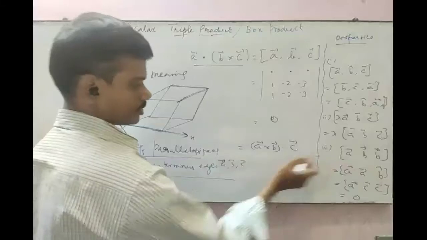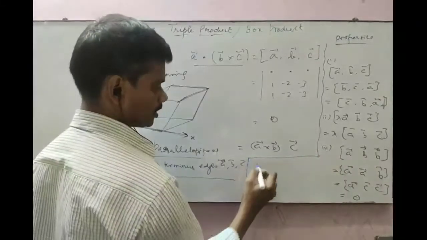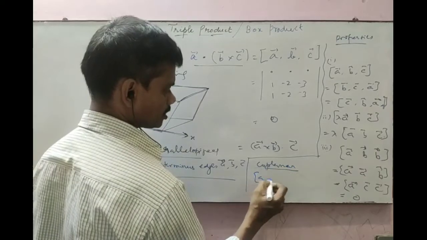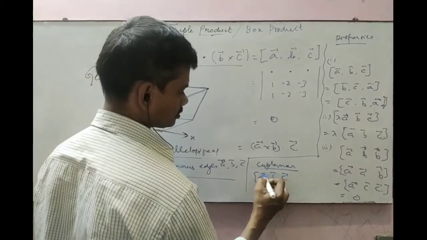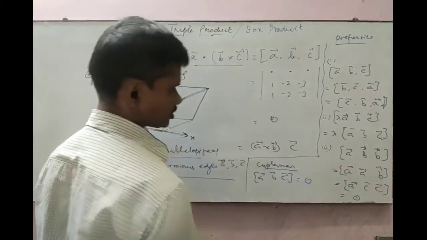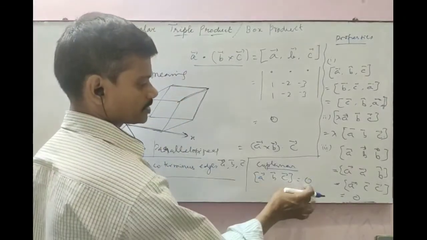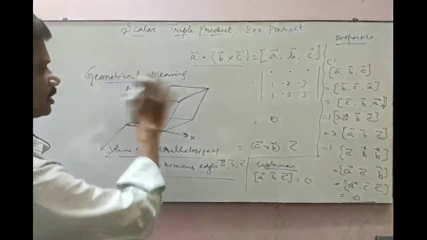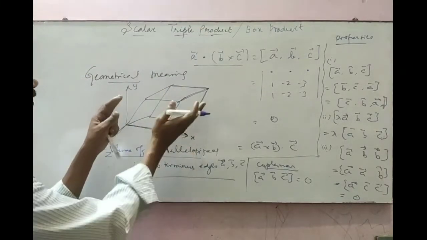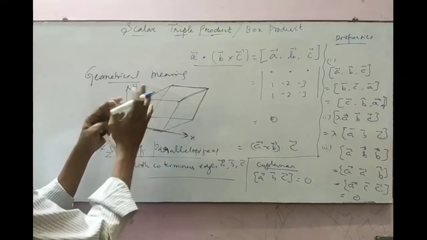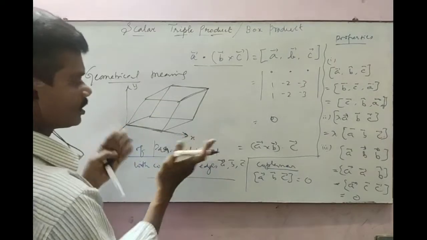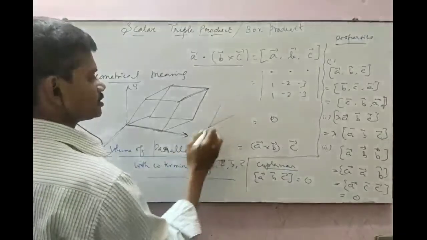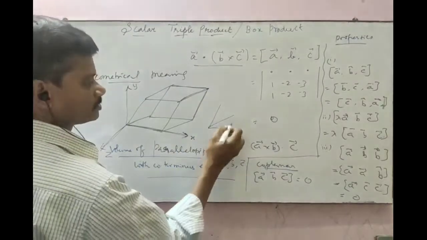Then one more important property is coplanar. Coplanar means the box product of three vectors, or the scalar triple product, is 0. If the scalar triple product is 0, then these three vectors lie on the same plane. That means they are on one plane, so the parallelepiped does not form. If the parallelepiped does not form, then these three vectors lie on the same plane. A, B, C are all on one plane.